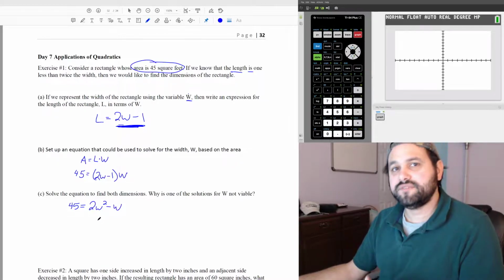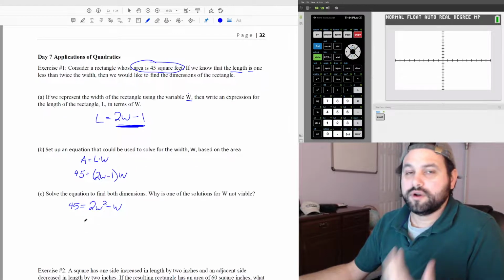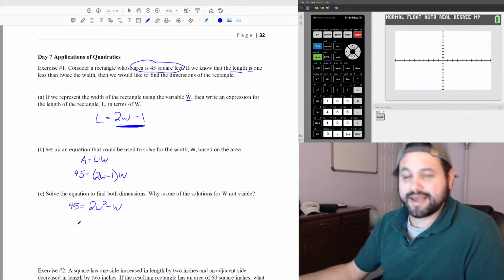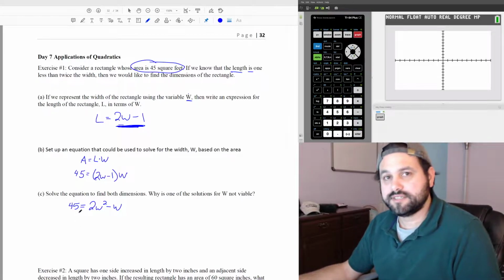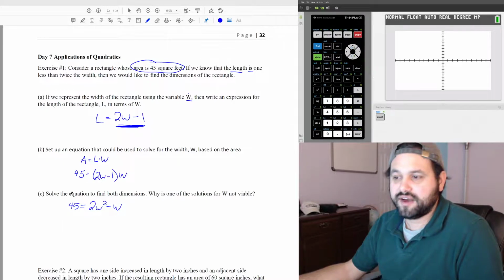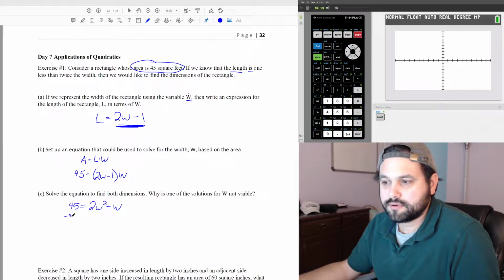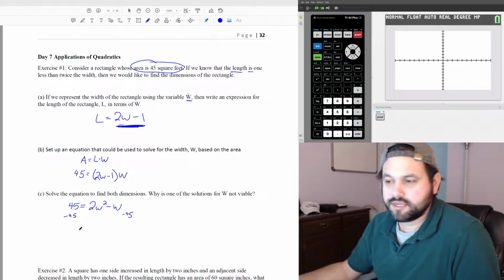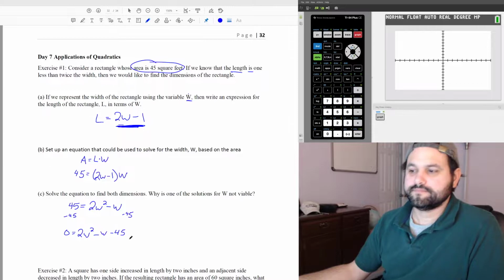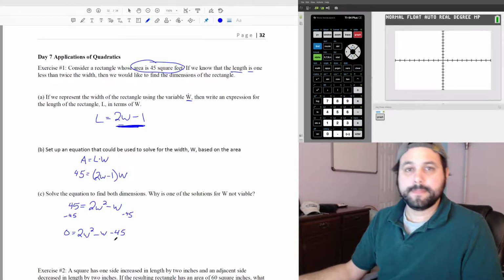And now I'm solving a quadratic. And so what is the first step to solving a quadratic? It has to be equal to 0. Right now it's equal to 45. How do I make that 0? Subtract 45 from both sides. Okay, so now I have 0 equals 2W squared minus W minus 45. Okay, now we can solve this.